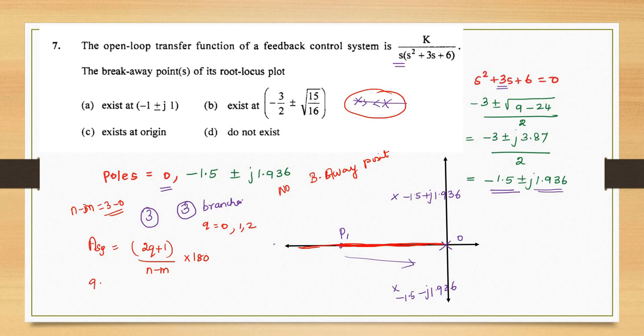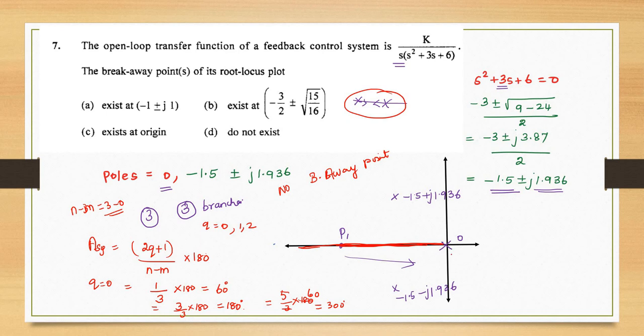First I have to apply q equal to 0. So the answer is 1 divided by 3 into 180. The first one is 60 degrees and second, 2 into 1 plus 1, that is 3 by 3 into 180. So the next angle is 180 degrees and the third angle is 5 by 3 into 180, that is equal to 300.